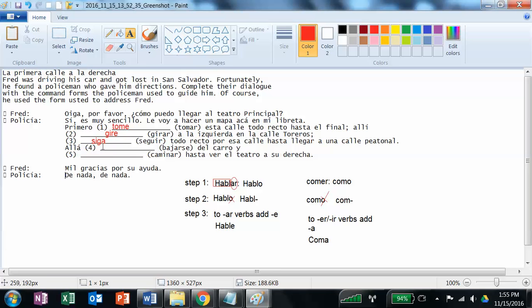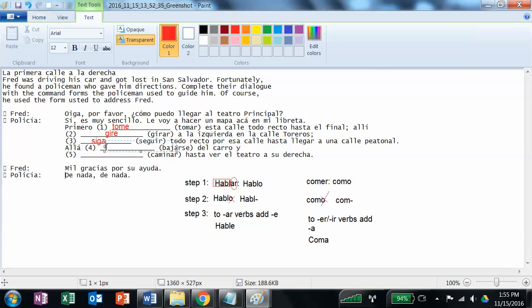Bajarse del carro. Okay, so we're going to deal with bajar. Bajar, I make that an O. Bajo, I get rid of it and I put an E. And then I want to put the se on the end. In the command forms, you put the se attached to the command. It cannot go in front like it does with regular conjugated verbs. And then it goes where the accent would normally fall. So without the se, this ends in a vowel, so the stress is supposed to fall on that A. So I want to keep the stress there, and in order to keep it there, I have to write it in when I add syllables to my word.